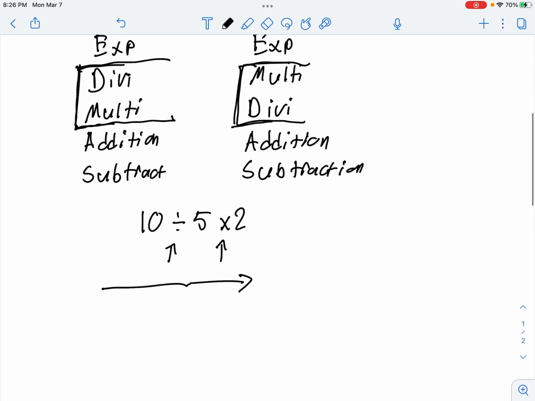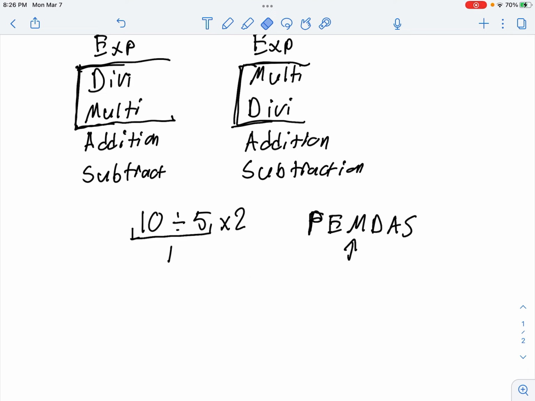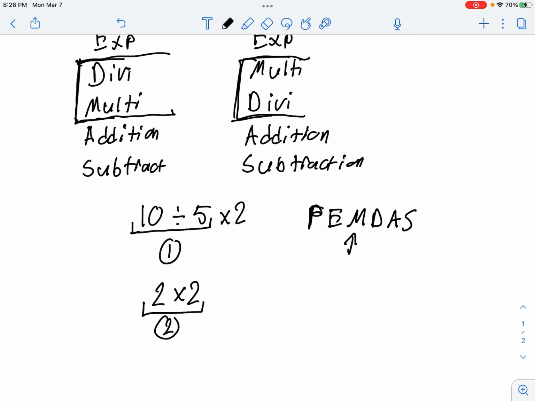So that means if we were using PEMDAS, for example, instead of doing multiplication first, we're going to be doing the operation that's on the left first, which in this case is going to be the division, right here. So we're going to solve that part first. We're going to do 10 divided by 5, and that's going to get us 2 times 2. And then after that, we're going to be doing this operation. So 2 times 2, which is just going to give us 4.